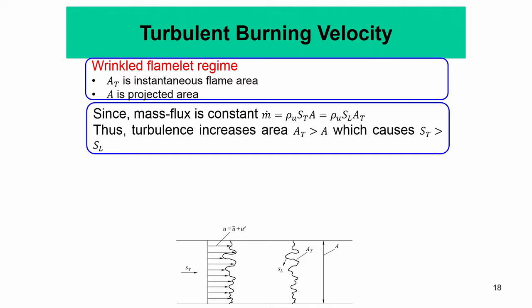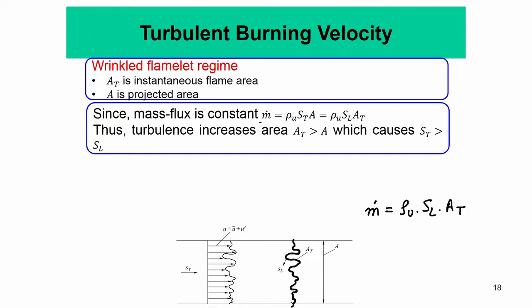Now, to compute that in terms of the area, let us compare the mass fluxes. If this flame is stationary, then the mass flow rate into the flame surface is given by rho u times the local SL, where I consider the local flame speed to be essentially constant, times AT, which is the wrinkled flame surface area. Now this is the mass flow rate into the flame surface.